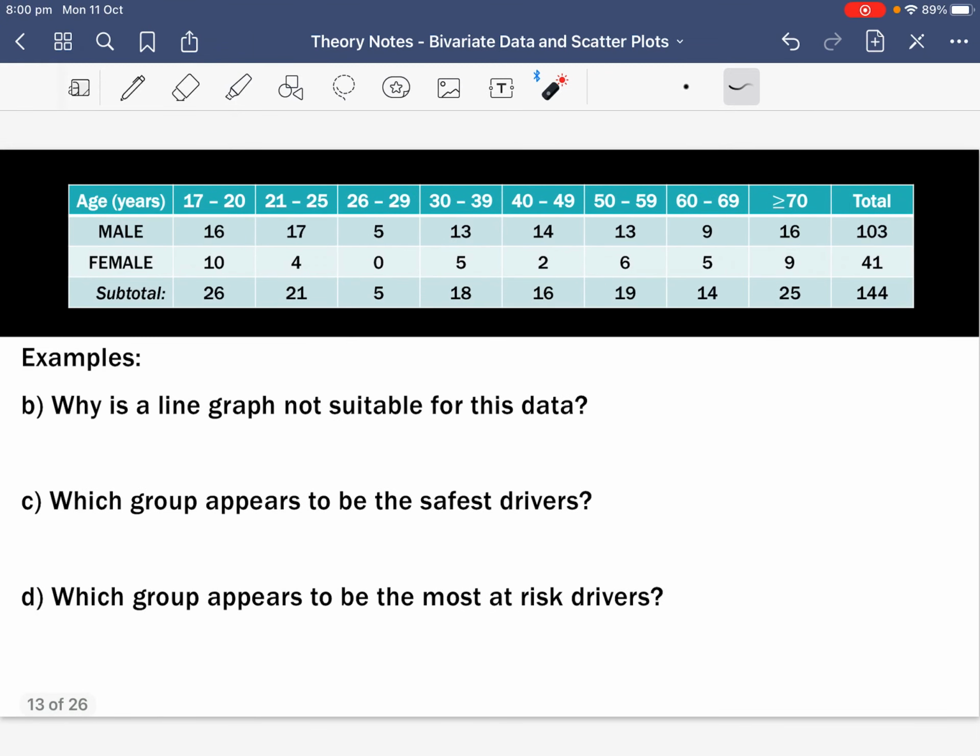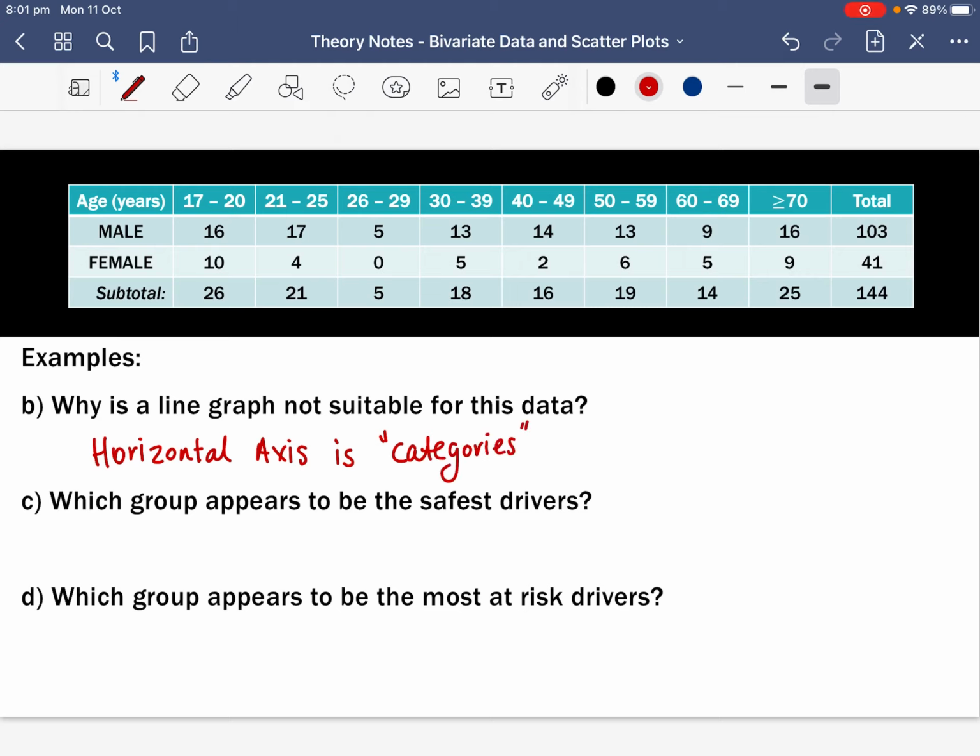So then for part B, it says, why is a line graph not suitable for this data? So a line graph is not suitable for this data as the horizontal axis is categories. So because the horizontal axis is categories, we use a column graph. So then which group appears to be the safest drivers? So for the 2010, the group with the safest driving record appears to be the female drivers, aged 26 to 29, as they have 0 occurring there.